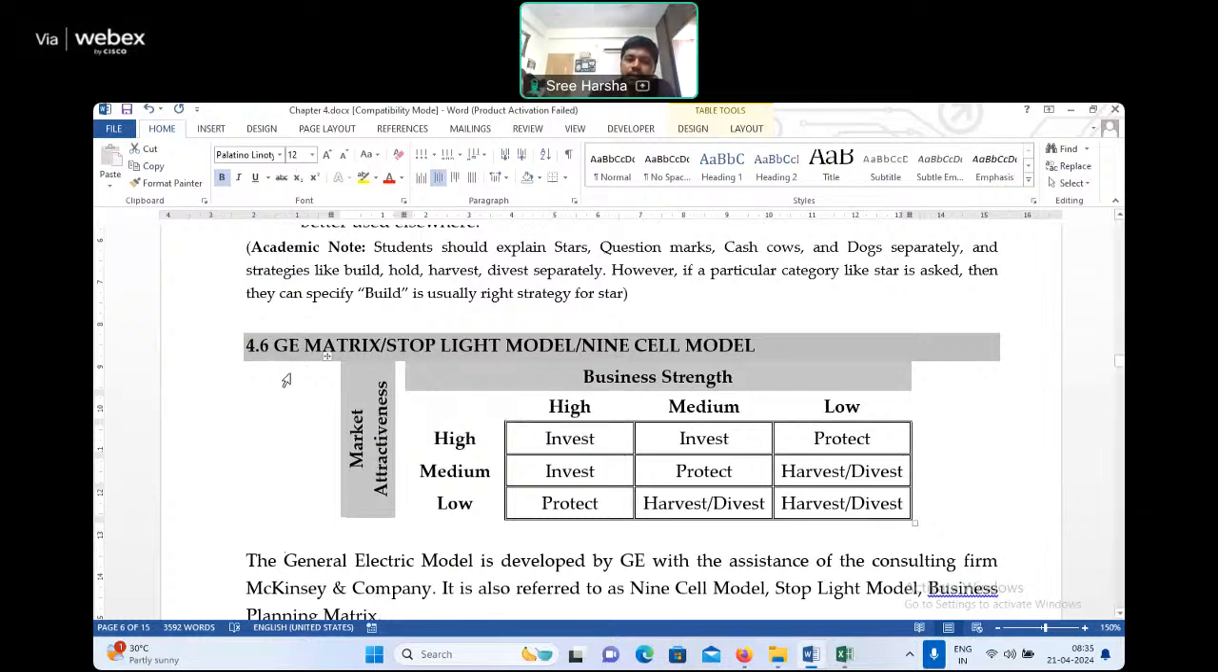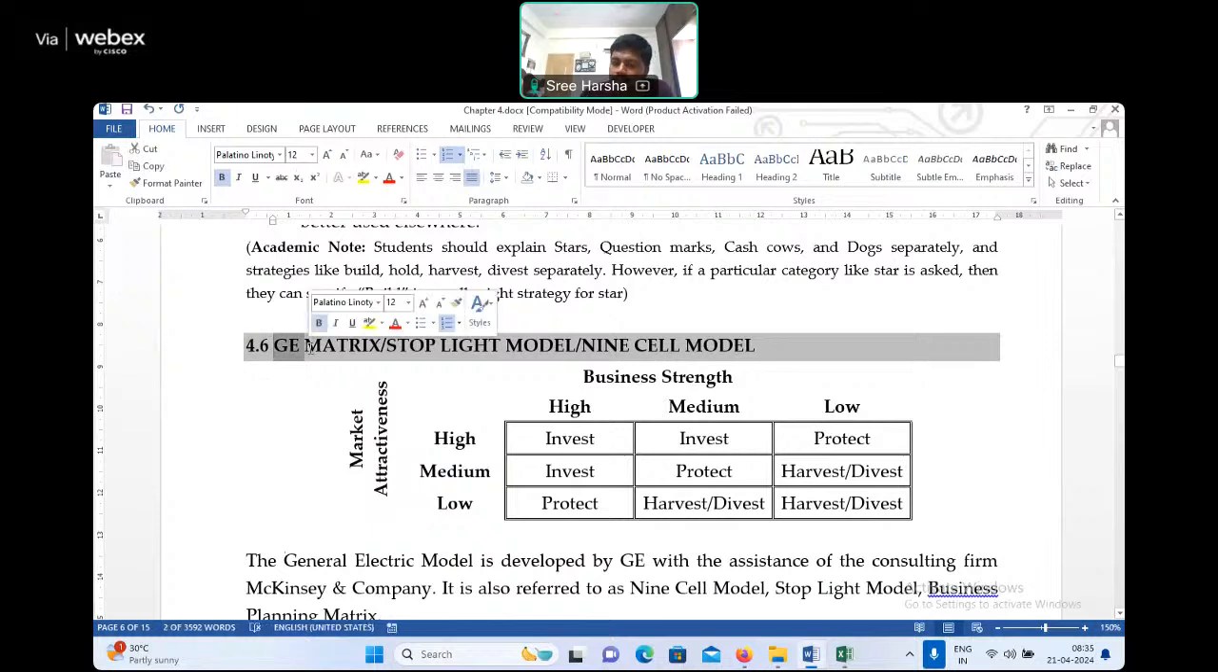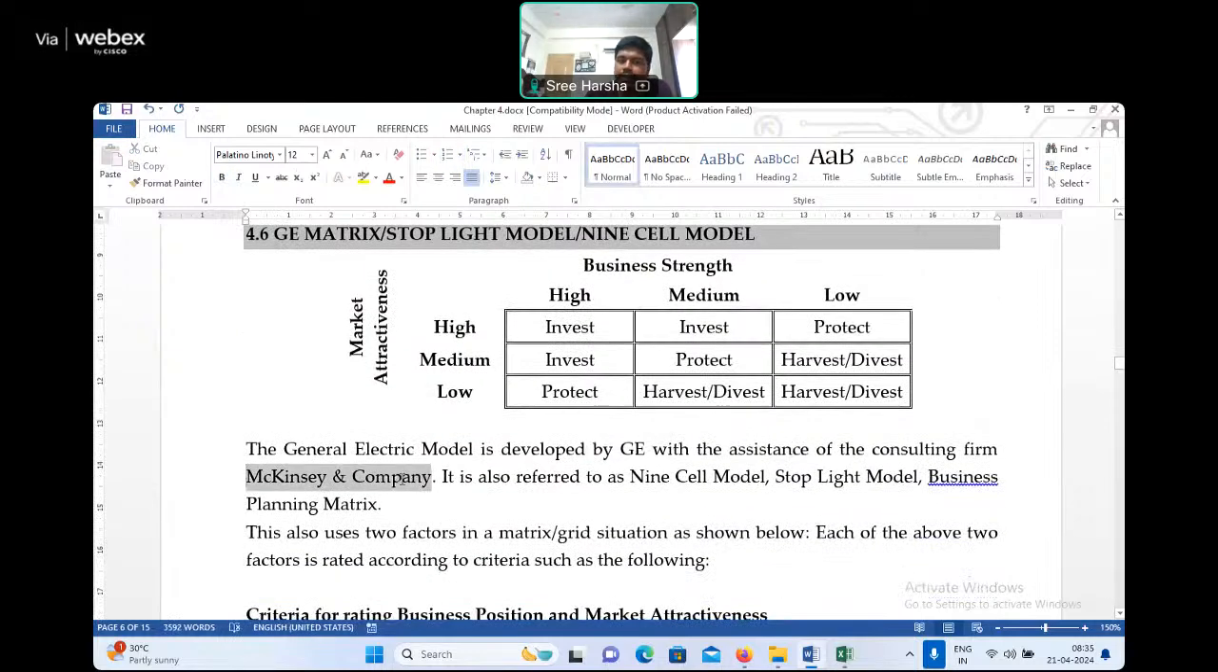The McKinsey matrix is also known by different names. It is also called the GE matrix. It is also called the stoplight model, the 9-cell model. It was developed by a company called McKinsey, so it is also called the McKinsey matrix.